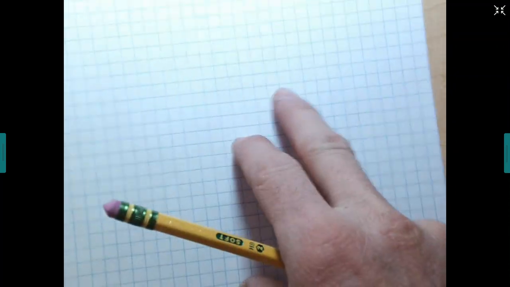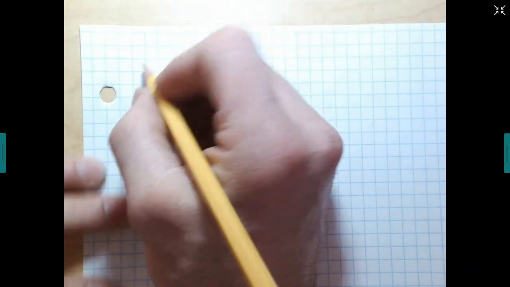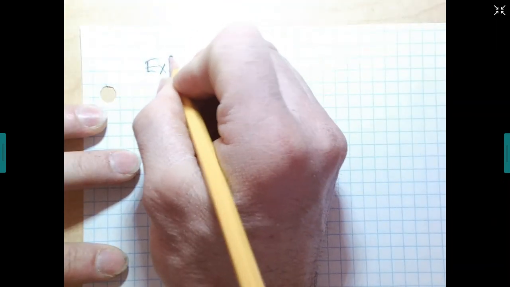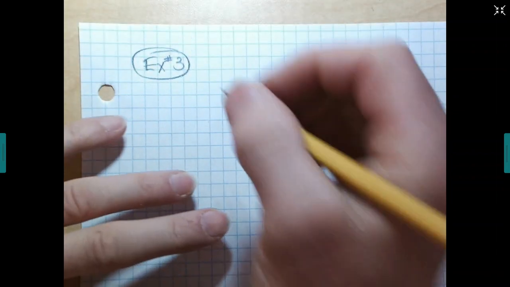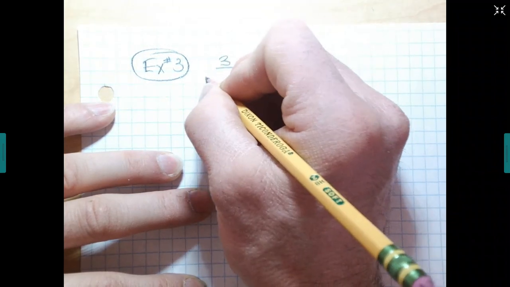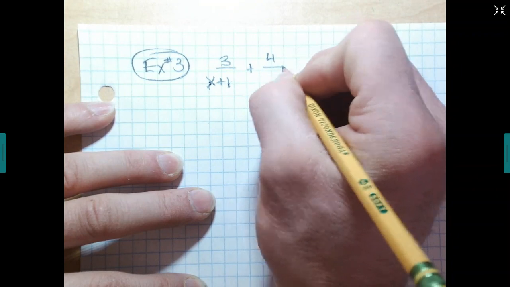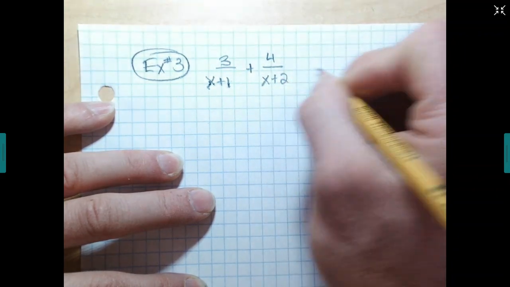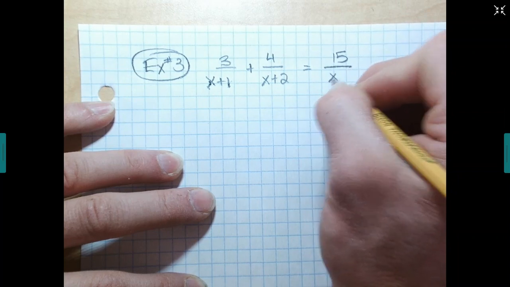Check out example 3. We're combining two things. So we have 3 over x plus 1 plus 4 over x plus 2 equals 15 over x plus 2.